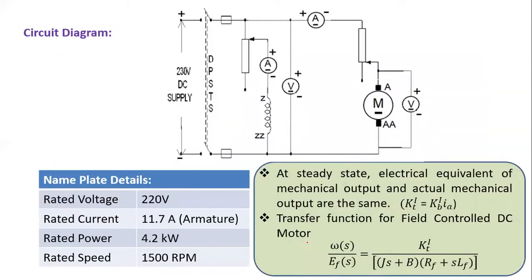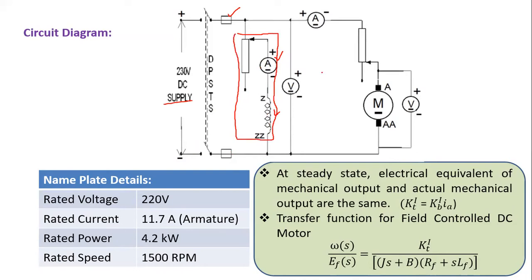Coming to the circuit, if we observe the circuit, everything is the same as the previous armature control method. Right. Here we are having a DC supply, DPST, double pole single throw switch, fuse, and the field rheostat. Field rheostat is connected to the field circuit. Ammeter is to measure the field current, field winding, and return path. This is the field circuit.